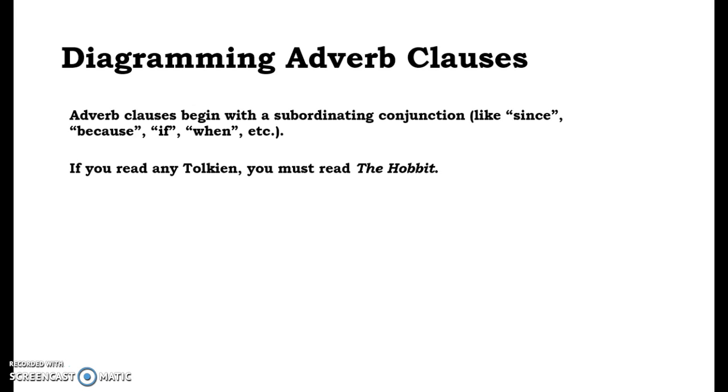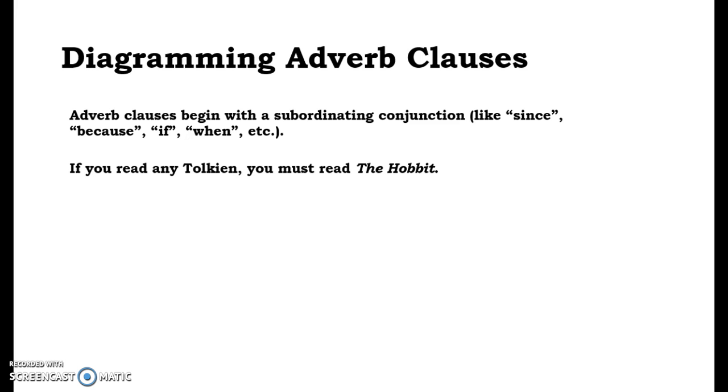Well, now we're diagramming the last kind of dependent clause we need to know for this week. So this is encouraging. Adverb clauses begin with subordinating conjunctions like since, because, if, when, etc. In this case, we will draw a dotted line to a separate baseline, just like we did with the adjective clause, but we will put this subordinating conjunction on the dotted line that is connecting the two baselines, instead of trying to put this conjunction on the baseline.